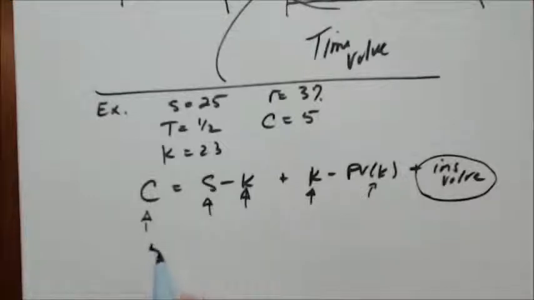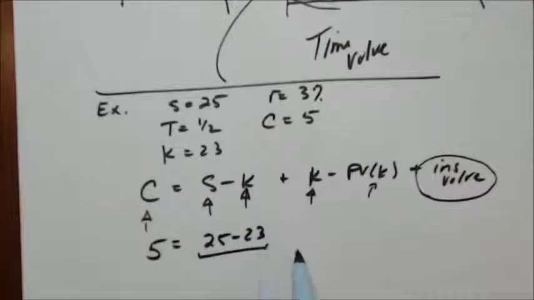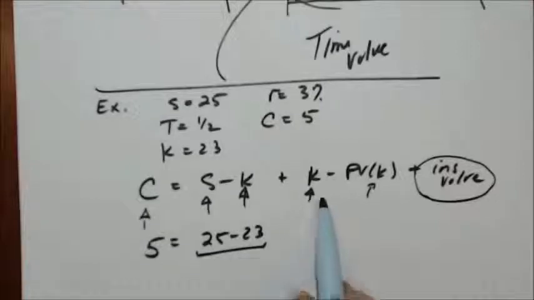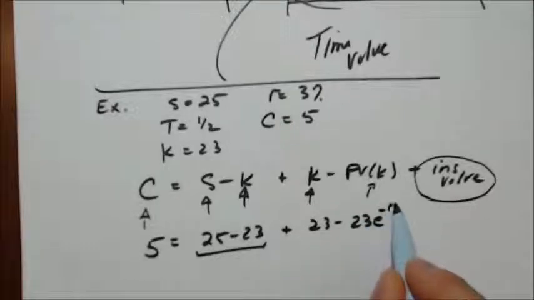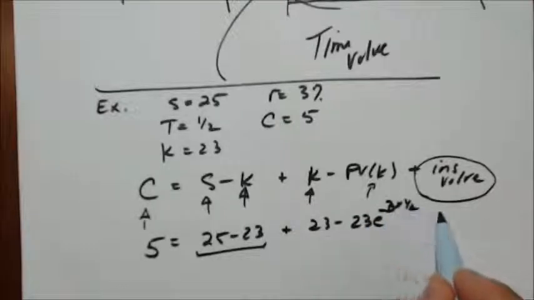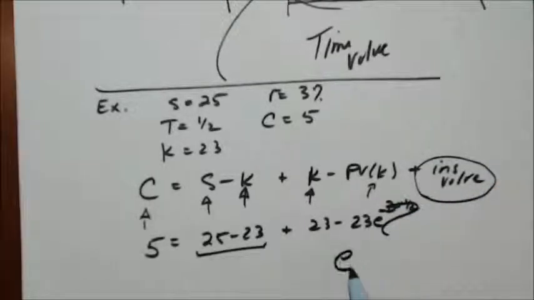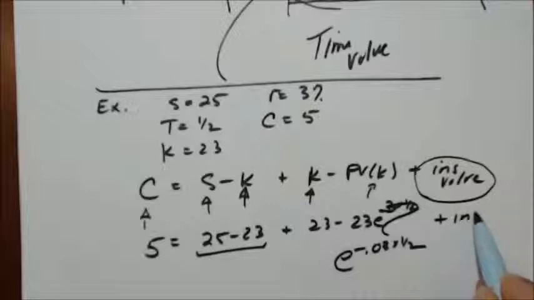So this is equal to $5 as given. This is 25 minus 23. If we had the ability to exercise this option now, we'd gain $2. We'd be throwing this away. This component is 23 minus 23e to the minus 0.03 times 1/2. A little sloppy there. Plus the insurance value.